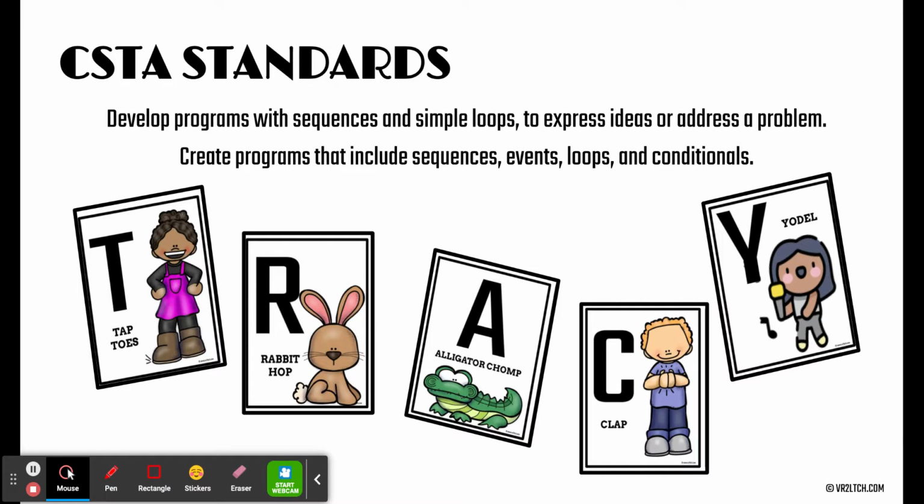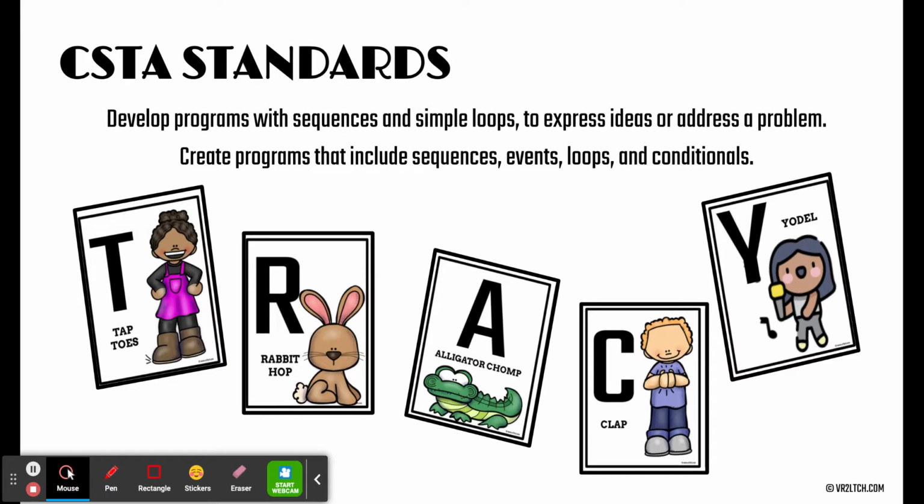Two standards that are addressed in this activity are developing programs with sequences and simple loops to express ideas or address a problem. So, a simple sequence in this activity is students spelling their name. That's their program, spelling their name. And then create programs that include sequences, events, loops, and conditionals. The sequence is their name spelt in order, and the conditionals are when they go to practice spelling their name.